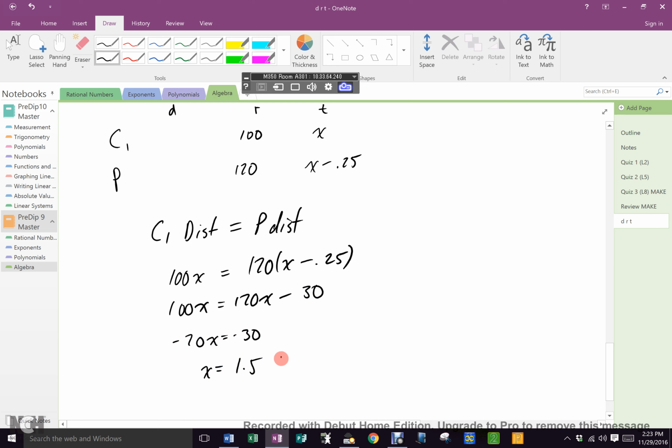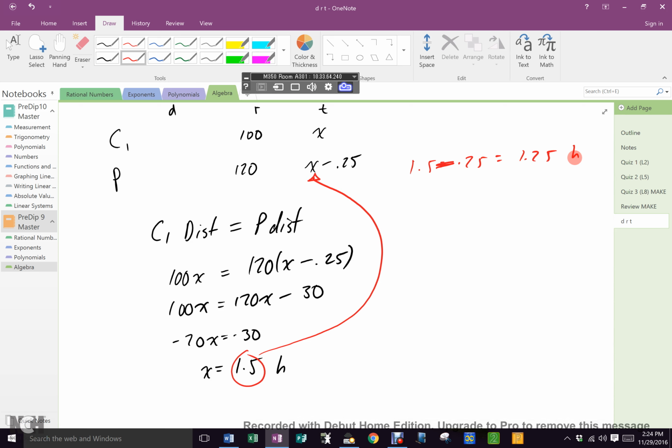1.5 hours. Now, whose perspective are we looking at? How long did it take the cruiser to catch up with the car? So what time do I want? Car time or cruiser time? Cruiser time. So x is 1.5, so where does it go? Right there, right? So 1.5 minus 0.25 is 1.25 hours. Do we care about what time it happened? No, we just care that it took an hour and 15 minutes to catch him.